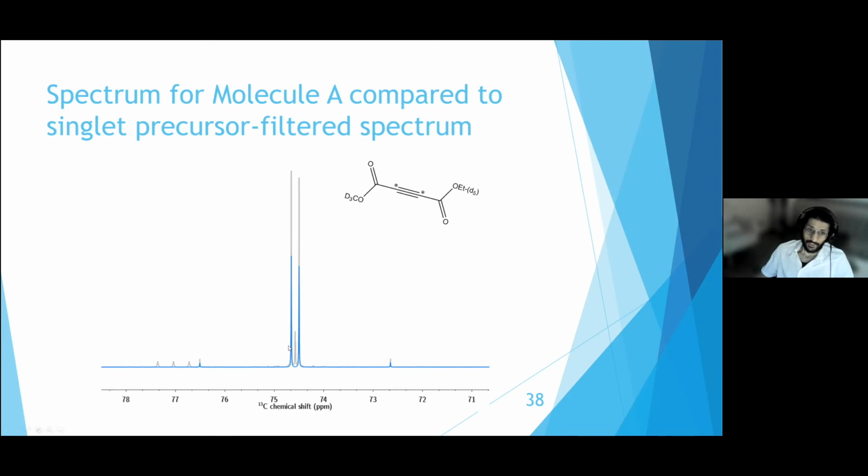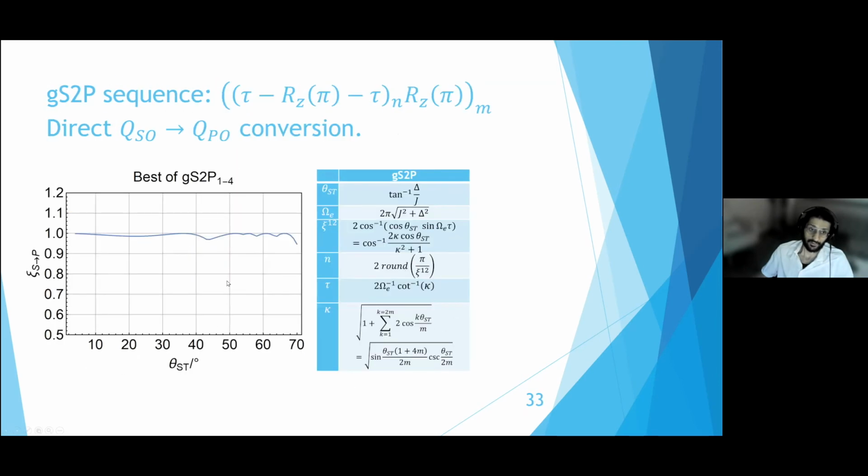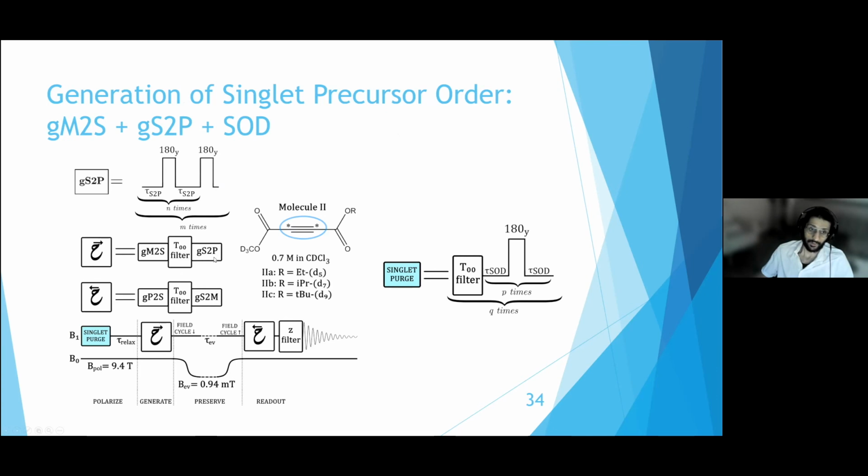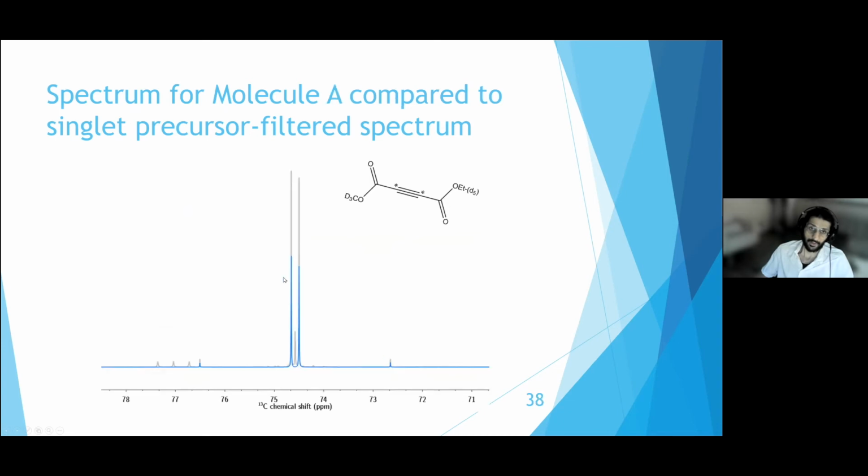But here are just the spectra of these systems. So this is molecule A, the perdeuterated methyl-ethyl ester. And this is your simple 90-degree spectrum in gray. And below it is your singlet-precursor-filtered spectrum. So this is after applying all of those pulse sequences here, and back again. And this is how much magnetization you get back.